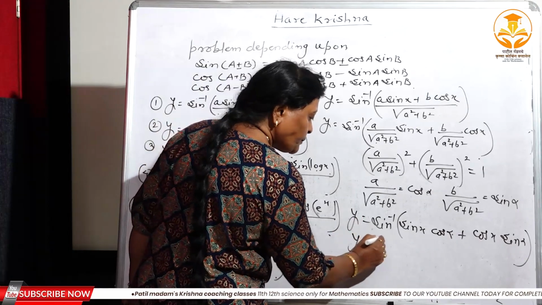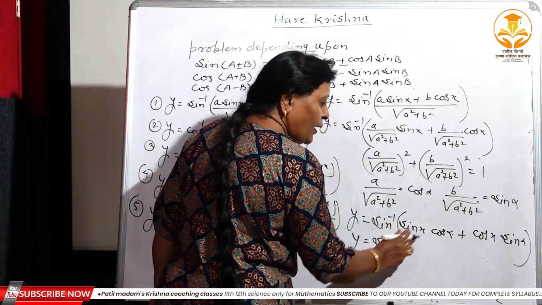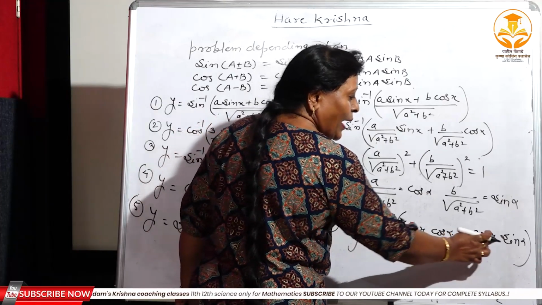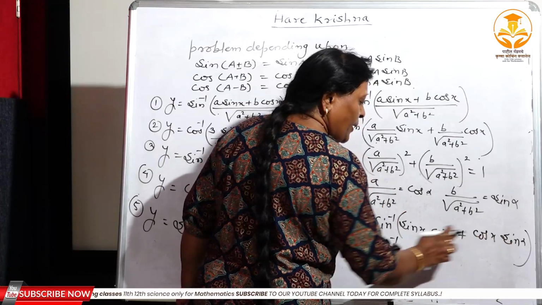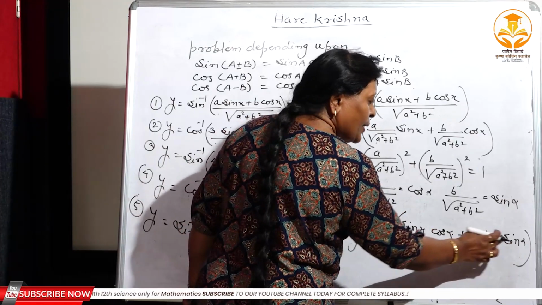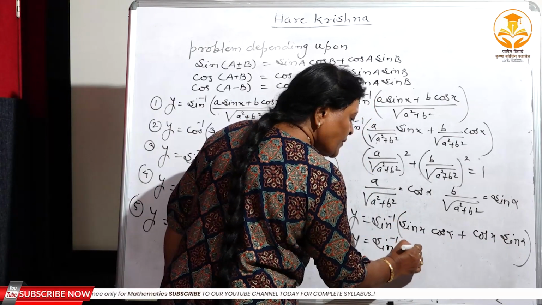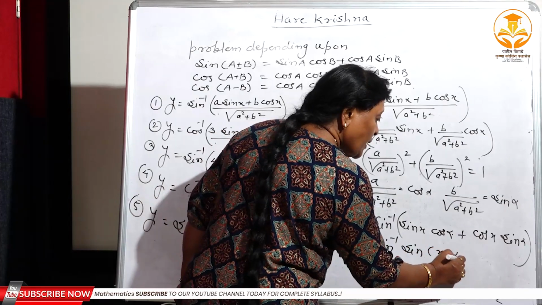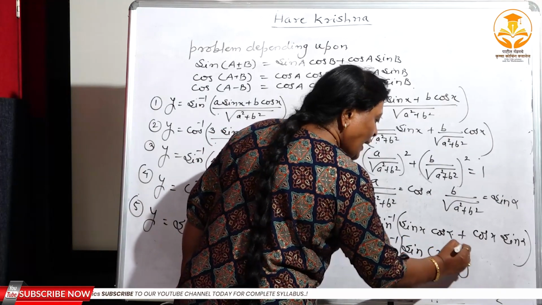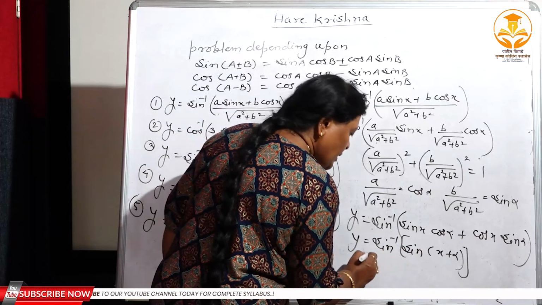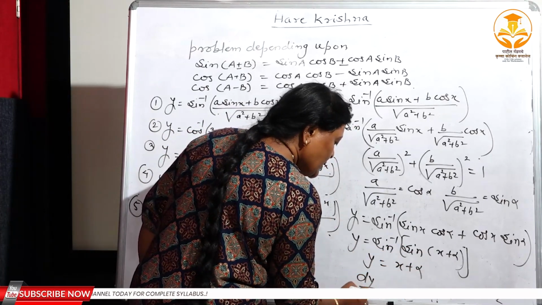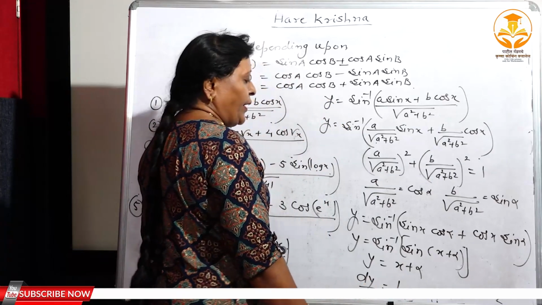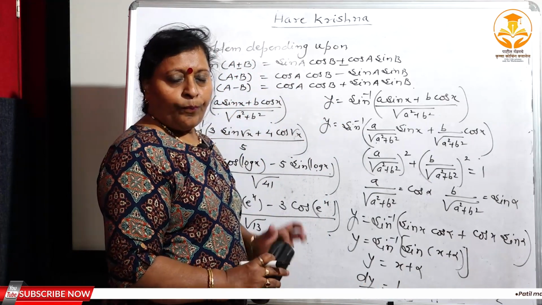Therefore here you can apply the formula, this is a, this is b, again this is a, this is b: sin a cos b plus cos a sin b, sin x cos alpha plus cos x sin alpha. This is the formula of sin of x plus alpha, right? Therefore sin inverse and sin get cancelled, what remains here is x plus alpha, and dy by dx is nothing but the derivative of x, that is always equal to 1, isn't it?